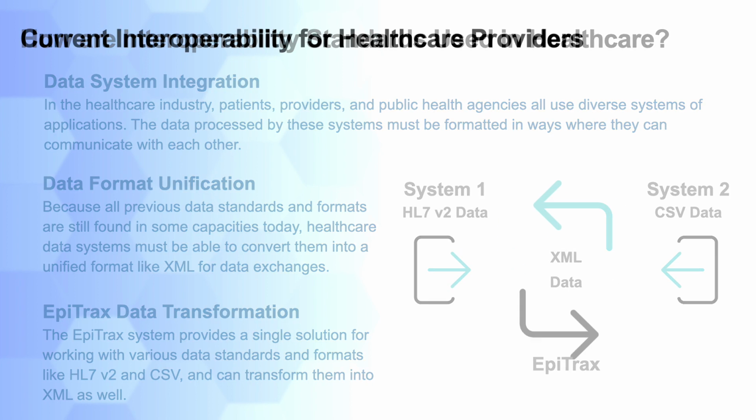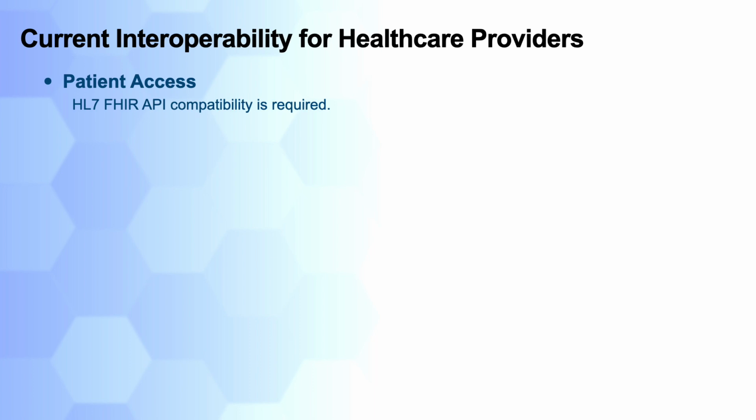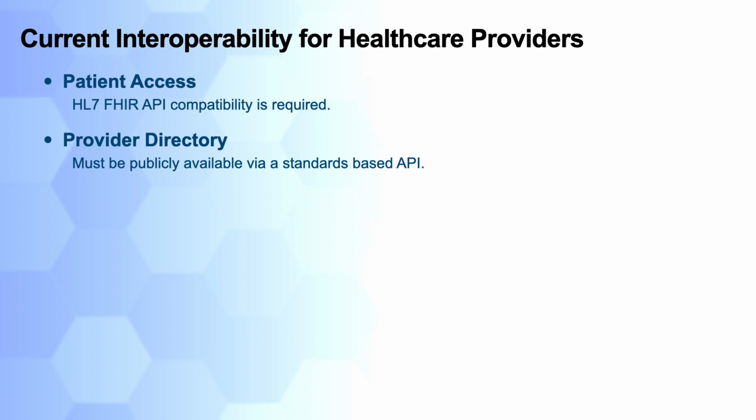In an effort to modernize data exchange in healthcare, the Centers for Medicare and Medicaid Services, CMS, now require all providers to ensure that patient data is compatible with the HL7 FHIR API. Providers that fail to comply forfeit CMS funding. Another CMS requirement that applies to healthcare providers is that they must offer a directory of their clinicians that is publicly available via a standards-based API.